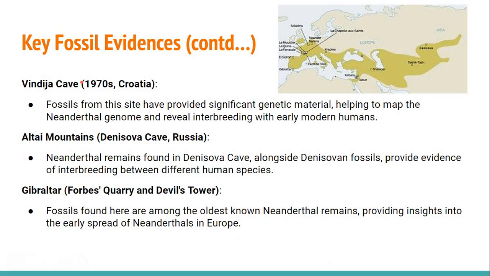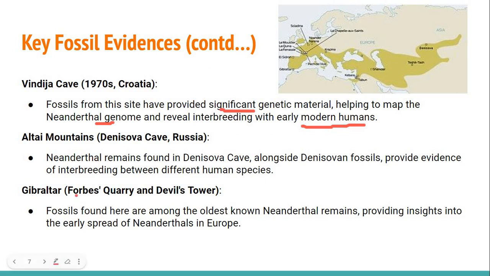Now, then in 1970, from Croatia, from Vindija caves, fossils were found which provided significant genetic material helping to map the Neanderthal genome and reveal interbreeding with early modern humans. Now this site is very important as this reveals the interbreeding of Neanderthals with early modern humans.